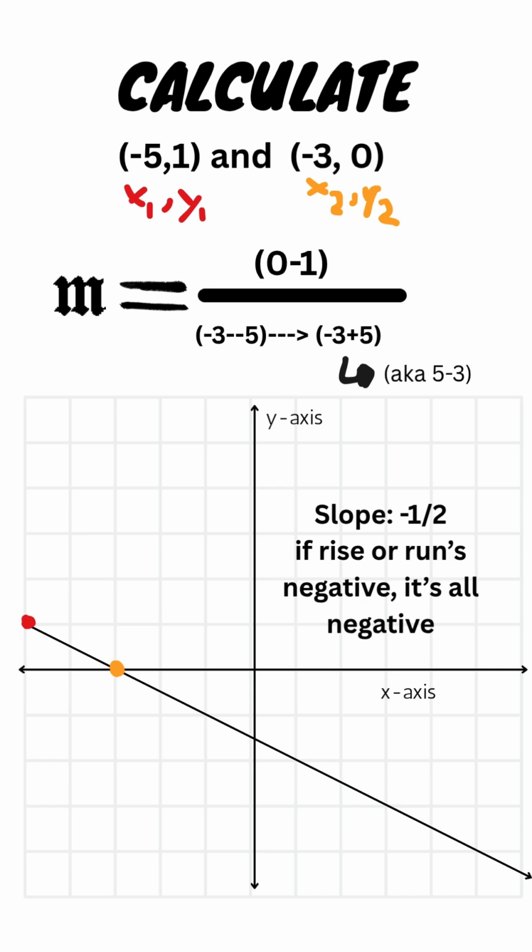This method also works for negative slopes, but the idea here is if the top or bottom part of the slope is negative, then the entire thing is negative, hence why you'll get a negative slope.